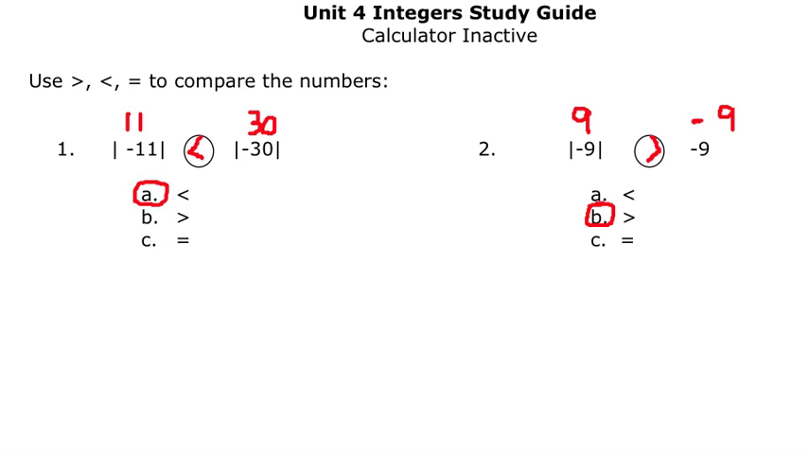The answer to number 1 is A. The absolute value of negative 11 is 11. The absolute value of negative 30 is 30, so 11 is less than 30. Number 2, the absolute value of negative 9 is 9, so 9 is greater than negative 9, so number 2, the answer is B.